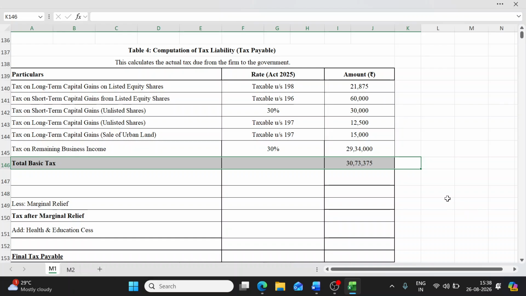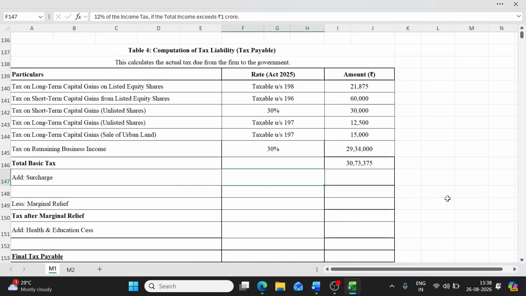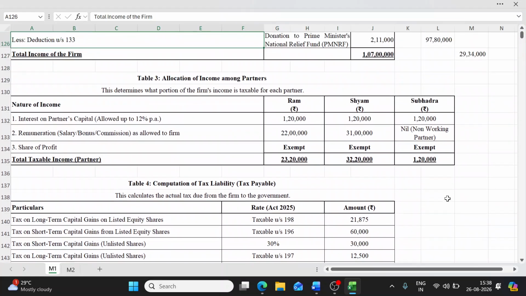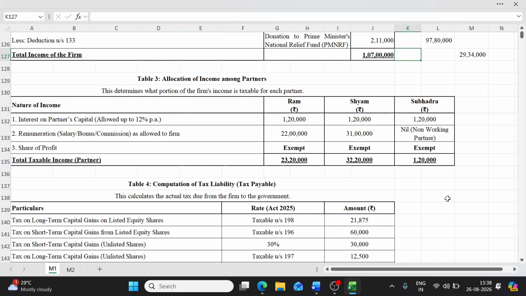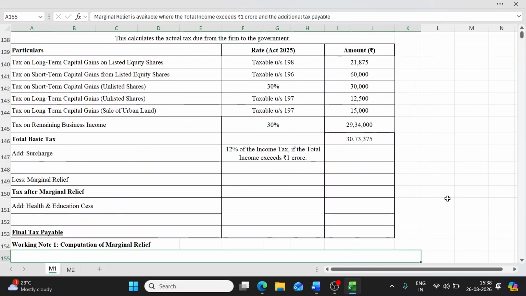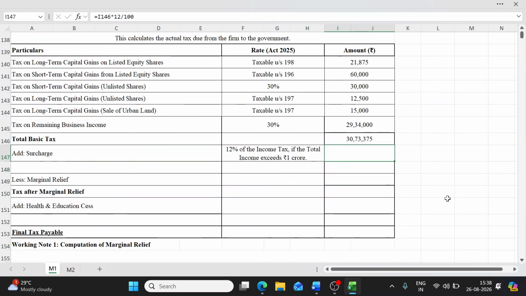So total is 30 lakhs 73,375. Now we will calculate surcharge. Now this firm will have to pay a surcharge because this firm has crossed the threshold limit, and the threshold limit is 1 crore. I mean to say, in the case of this problem, the total income is 1 crore 7 lakh, and the total income is more than 1 crore. That's why surcharge is applicable, and the rate of surcharge is 12%.